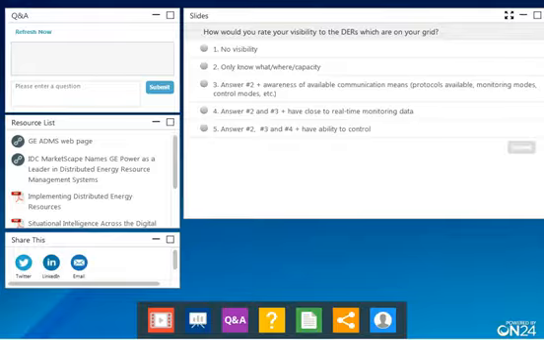Okay, so if you can please click the answer that best corresponds to your particular case, we could then wrap up with this polling result in the end. It would be very interesting. We'll let you 15 seconds to do that. So no visibility, mostly know what, where, and the capacity. In addition to that, number three, we know the communication means. Number four, we can monitor. Number five, we can also control.